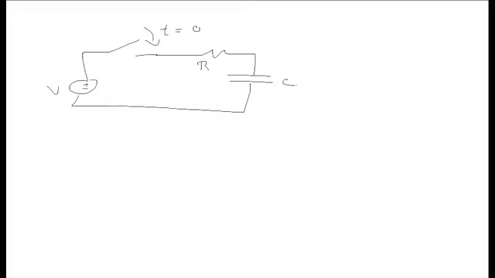Now, in this case, we still want to know Vc as a function of time. To make things a little bit simpler, we're going to assume that Vc of 0 is 0. This may not necessarily be the case, but it doesn't really make our analysis any significantly more difficult. It just makes our constants a little bit easier to find.